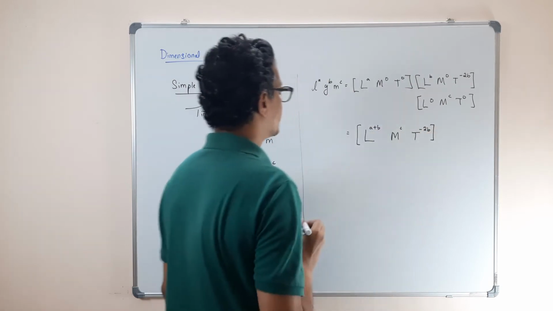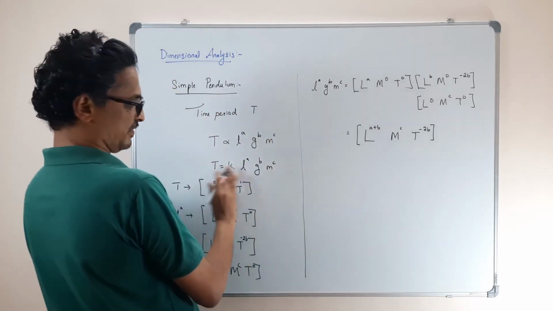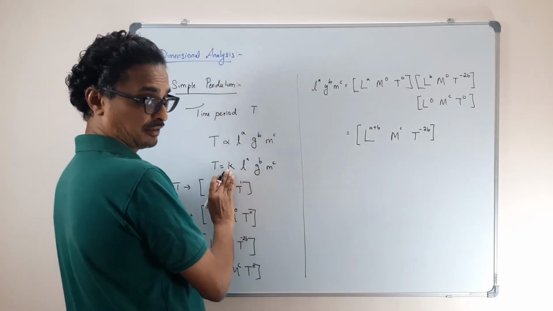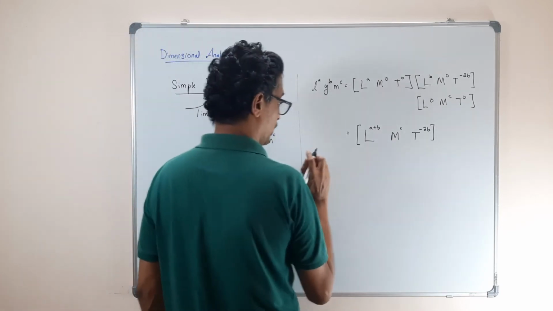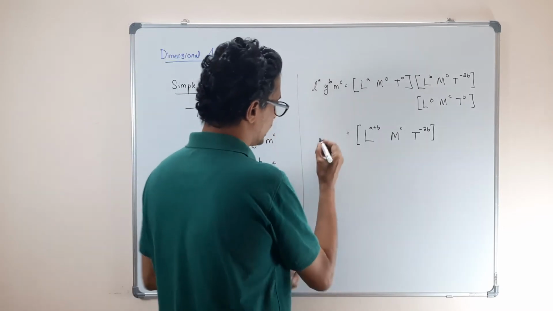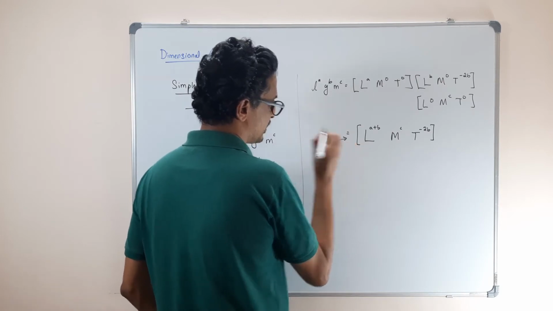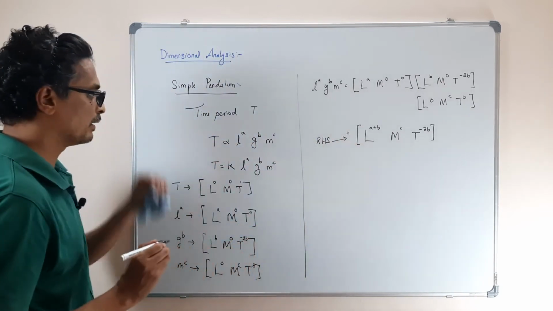Correct? So this is the dimension of RHS, right hand side. Constant doesn't have a dimension. Okay, this constant is what our assumption is. It may not be. We will see that later on. So this is the dimension of RHS. Let us see the LHS dimension.